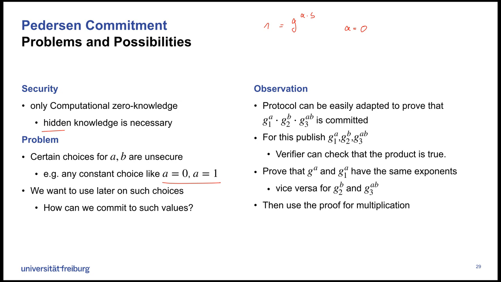So that's the first thing. So how can we commit to such values, and how can we do zero knowledge proofs of that? This is a problem that you have to solve.